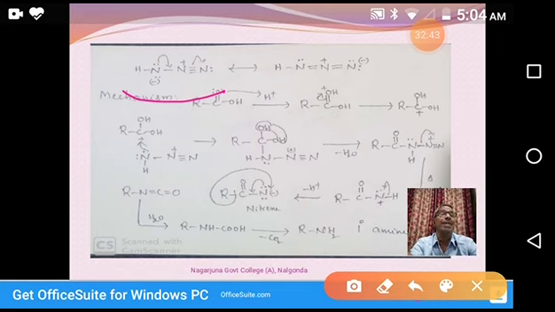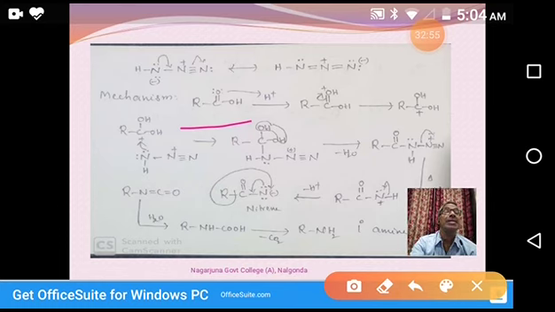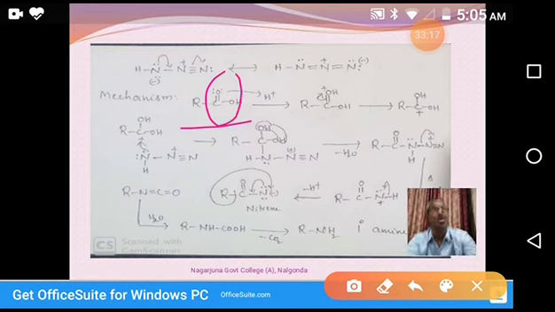So what is the mechanism? First, our carboxylic acid is the starting compound. This acid undergoes protonation. Why does protonation occur? Because the carboxyl group is electron deficient. First, concentrated sulfuric acid gives the required proton. This proton adds to the carbonyl oxygen. Why? Because this oxygen has two electron pairs.